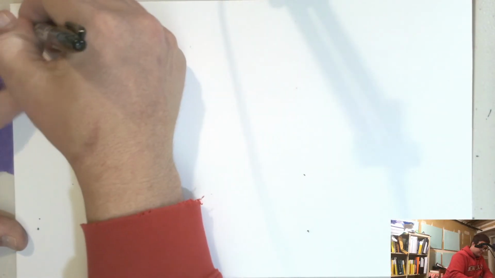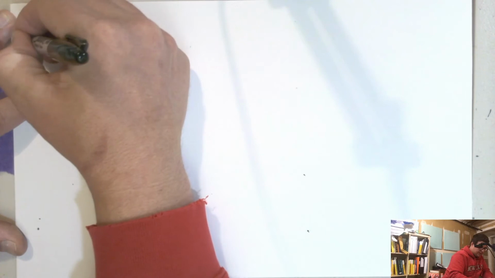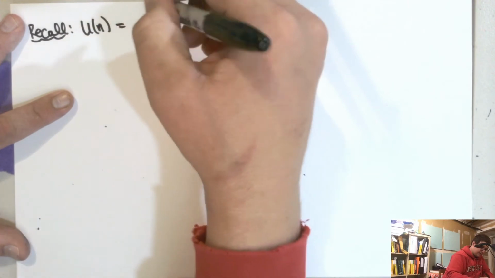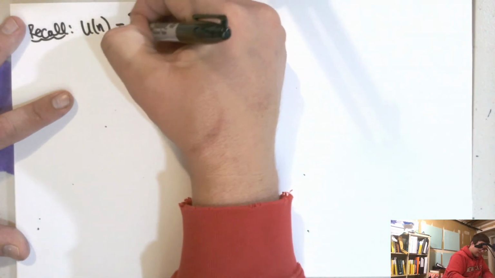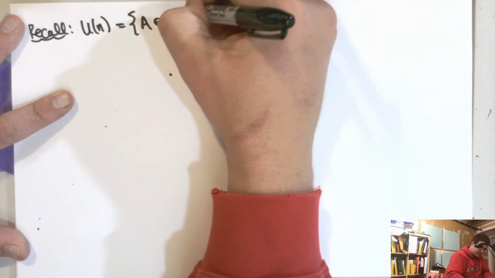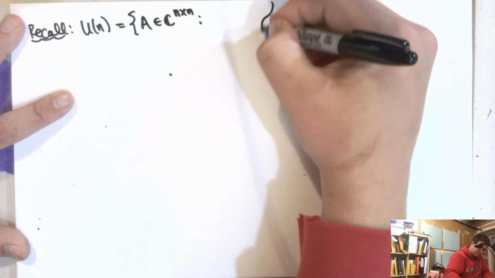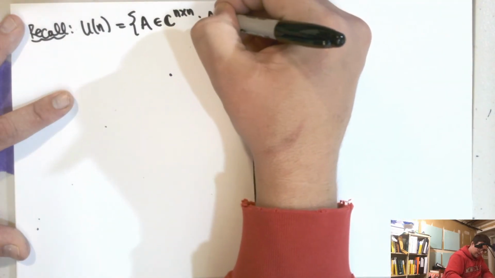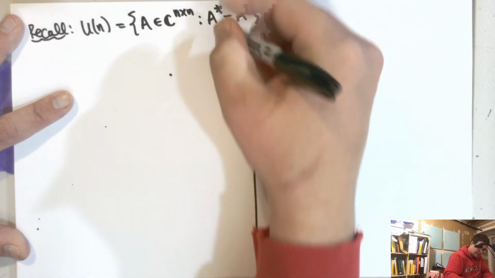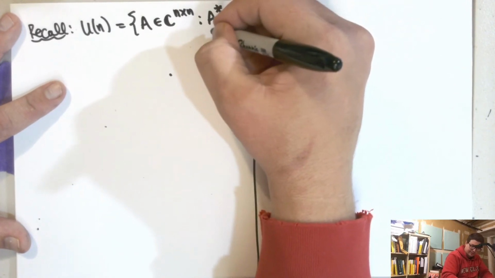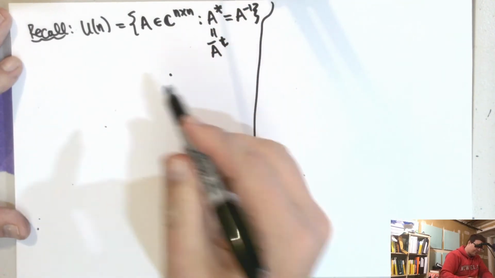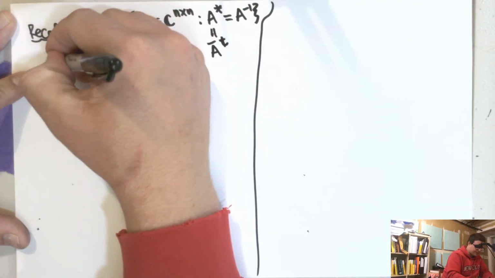that here Un is the n by n matrices over the complex numbers. So this is the set of A in C to the n by n such that A star is equal to A inverse, where A star is the conjugate transpose, A bar transpose. This is the unitary group.